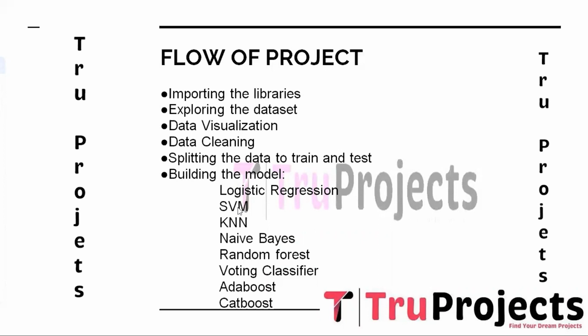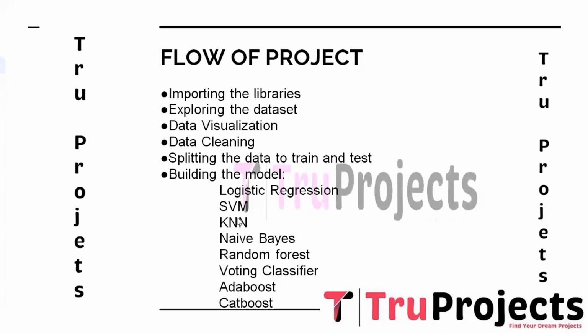SVM is widely used in various applications and anomaly detection too. And the third one is KNN, that is K-nearest neighbor, a simple and effective classification algorithm used for both binary and multi-classification tasks. It assigns a new data point to the class of its k-nearest neighbors in the feature space based on a distance metric, such as Euclidean distance. The value of k determines the number of neighbors considered for the classification.